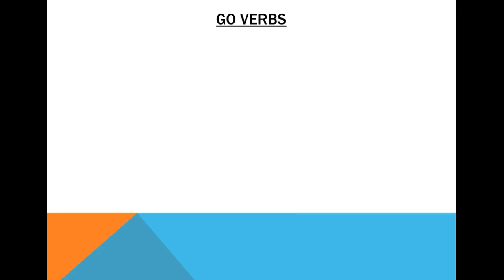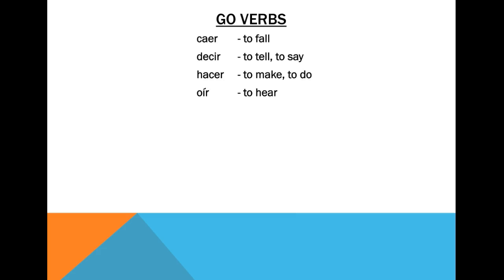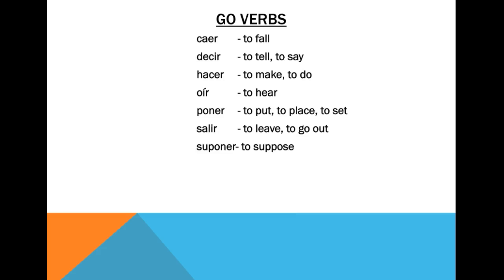Let's get started with a list of the verbs that we're going to be using today. Caer, which means to fall. Decir means to tell or to say. Hacer is to make or to do. Oír means to hear. Poner, to put, to place, or to set. Salir, to leave or to go out. Suponer, to suppose. Tener, to have. Traer, to bring. And venir, to come.